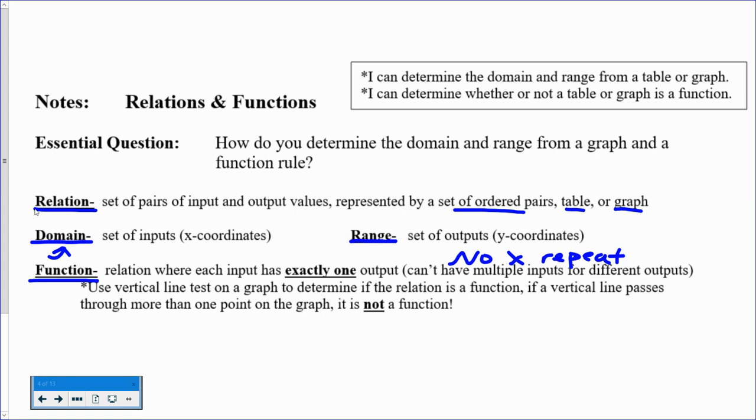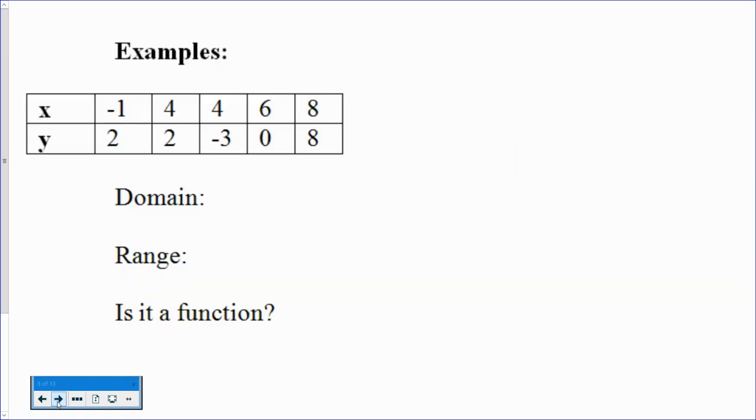Okay. Visually, you can use a vertical line test on a graph to determine if a relation is a function. If a vertical line passes through more than one point on a graph, it would not be a function because a vertical line would have a repeating x value. All right, so that's our quick refresher for some vocabulary terms here.